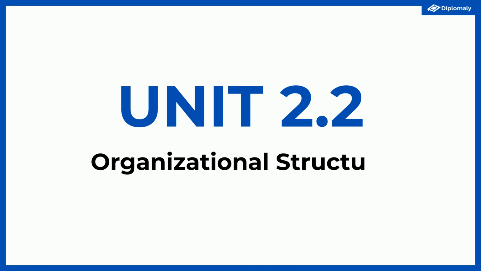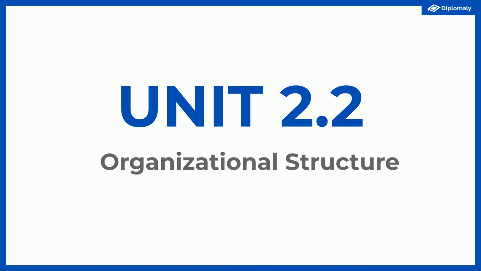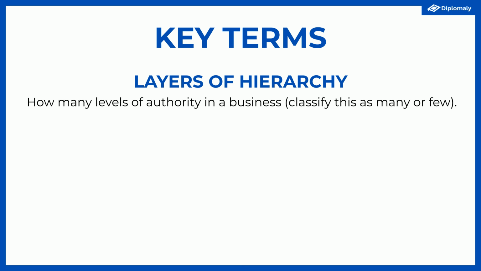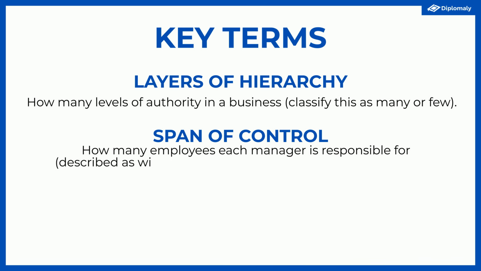Unit 2.2 focuses on organizational structures, and there are a few key terminologies that you need to know when describing these structures. The first is layers of hierarchy, which relate to how many levels of formal authority there are in a business. You can classify this as many or few. The span of control is about how many employees each manager is responsible for.